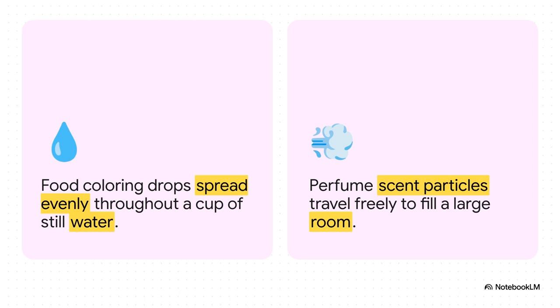Now compare that to diffusion in a gas. If someone sprays a bottle of perfume in the corner of a large room, eventually you're going to smell it on the complete opposite side of the room. The scent particles are traveling freely right through the air. So whether it's dye in a cup or a scent reaching your nose, particles are always naturally on the move.